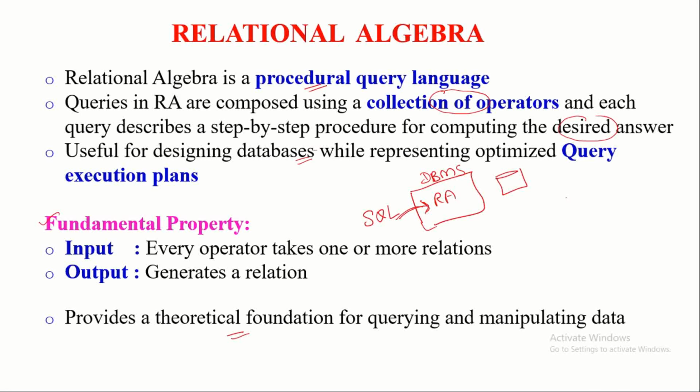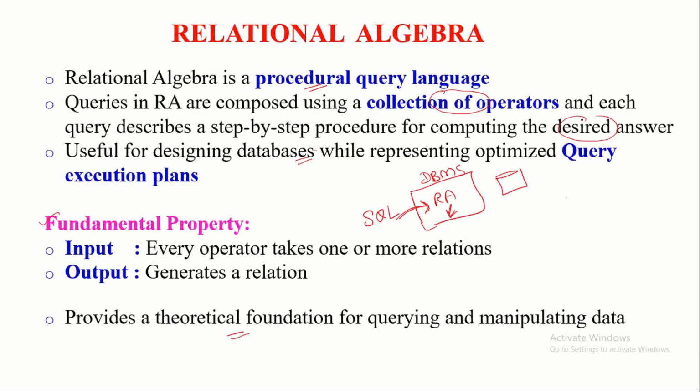Why are these commands translated into relational algebra? Because only then can the DBMS make an optimized query execution plan. So with the help of an optimized query execution plan, it can quickly retrieve or manipulate the data, and all the database operations can be performed in an optimized manner.